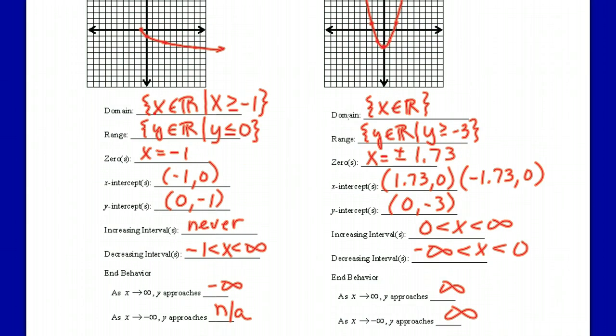All right, end behaviors. Let's see if I can keep the graph on there. As x gets really, really big, you're sliding along the x-axis as x gets bigger and bigger. Well, what's y doing? It's getting smaller and smaller. That's what this means. As x gets really, really small, well, x can't get really small. It can only get to -1, and that's it. So there's no left arm over here. There's nothing over here for us to talk about. So that's why it's not applicable.